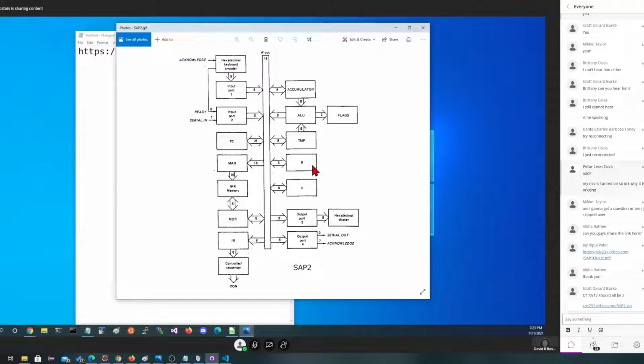We also have 2 spare registers, a B register and a C register, that we can use for anything where we need to save data in a place that's faster than regular memory. So we'll start by studying those before we come back and talk about the input-output instructions.